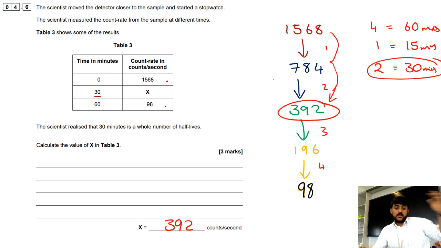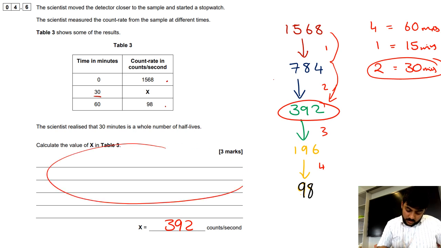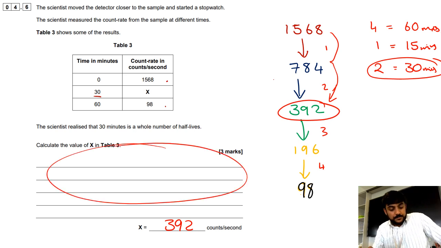Now, all of the working out that I've done on my right can be put into this little section, and you can get 3 marks. This is the crucial bit. 30 minutes is 2 half-lives. That will get you 1 mark itself.